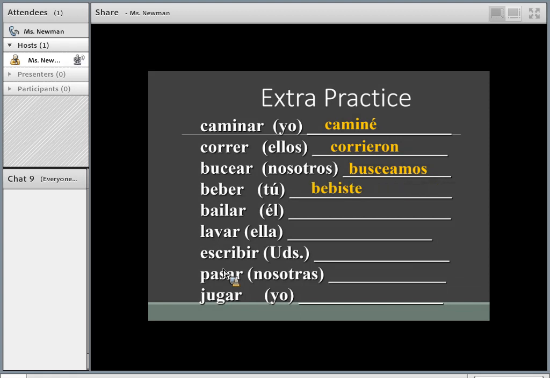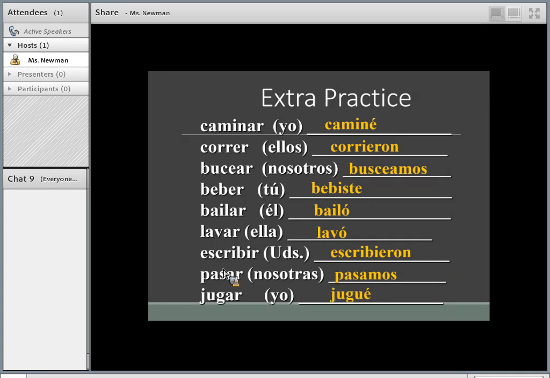Él bailar. So he danced. Bailó. Ella lavar. So she washed. Lavó. Ustedes escribir. So you guys wrote. Escribieron. Nosotras pasar. Pasamos. And yo, jugar. We just looked at this one.